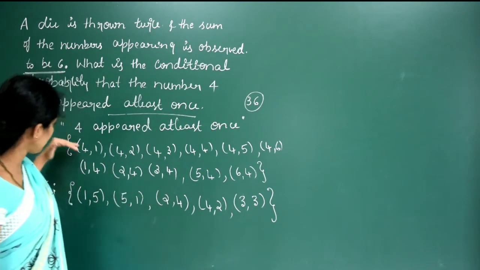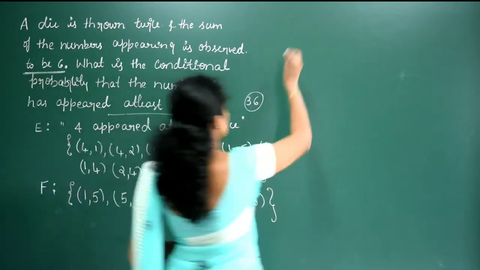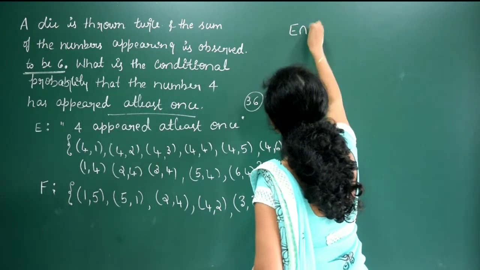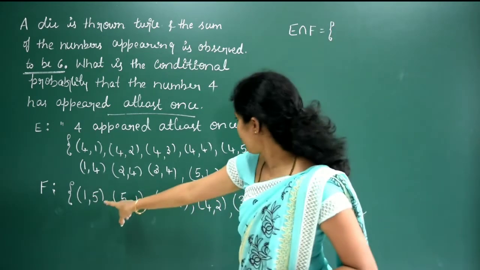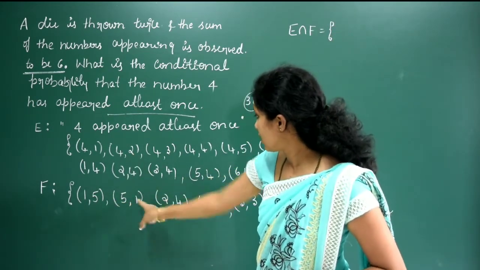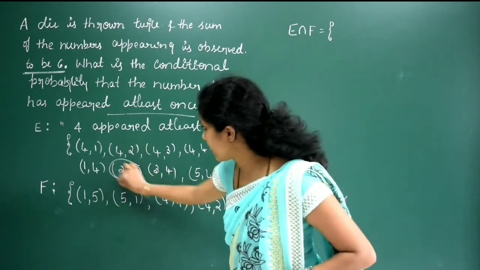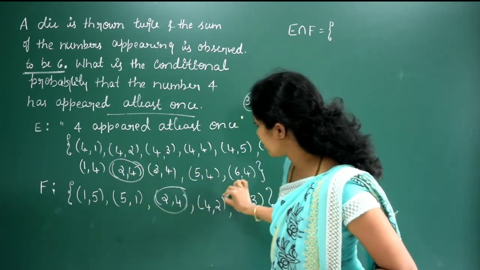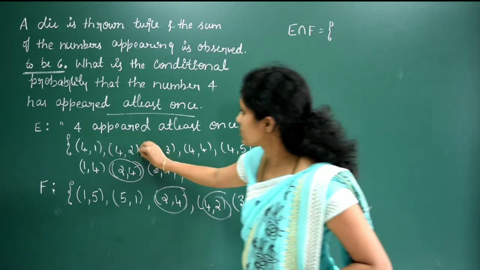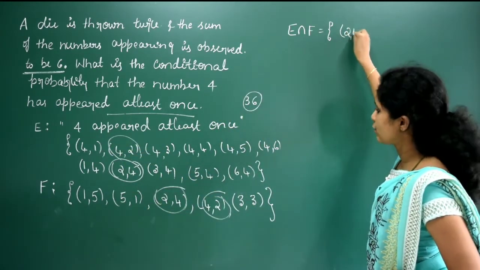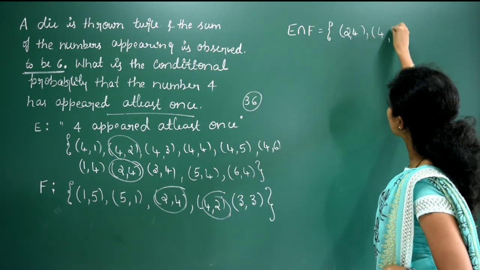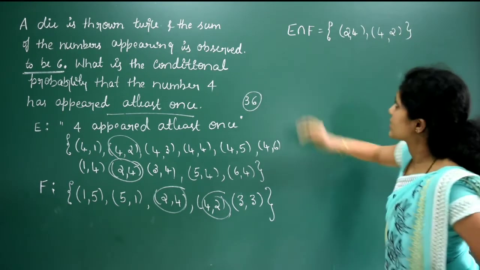Now you have to find P of E by F. First, for that we find the intersection, E intersection F. What are the elements in E intersection F? 1 and 5 is not there. 2 and 4, it is there, right? Another one is 4 and 2. 2 elements are there, right? So I can write 2 and 4 and 4 and 2. These are the two possible elements.